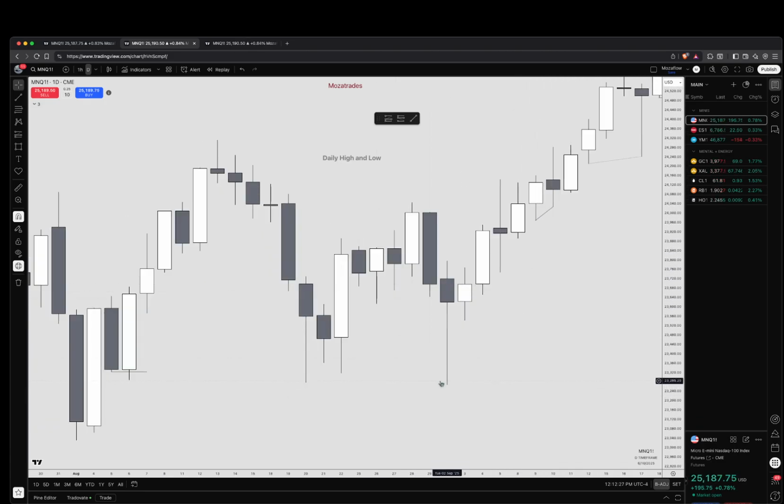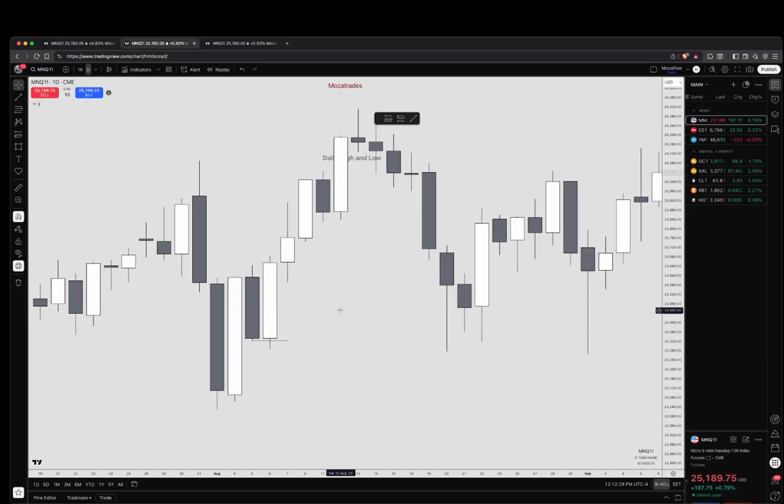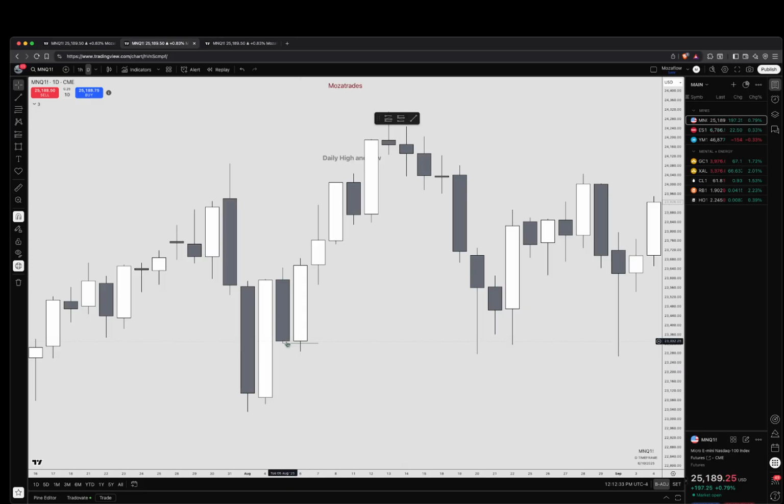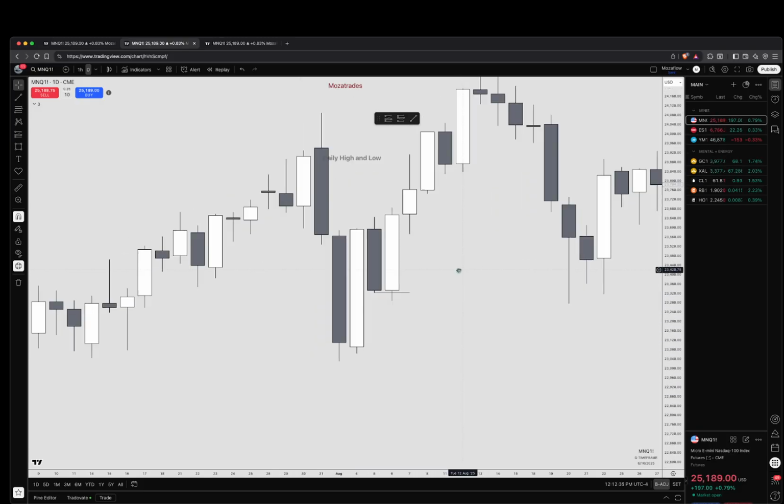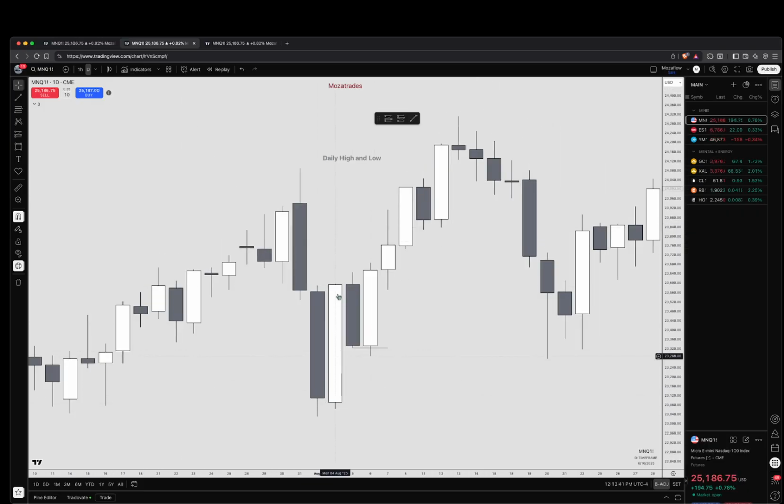Daily low, rejection. Daily low is one that I like. The price action coming from this low is higher. Now the reaction was higher based on this day.